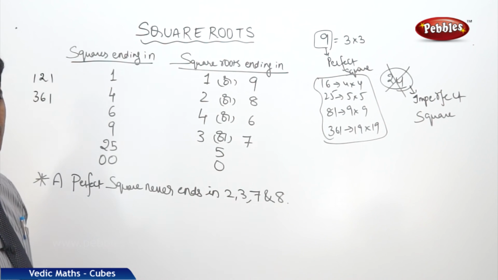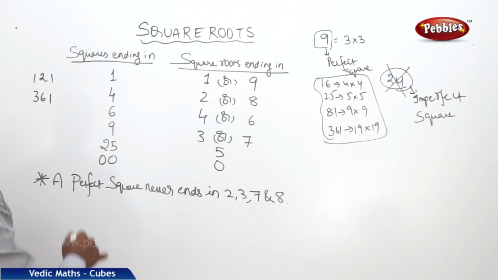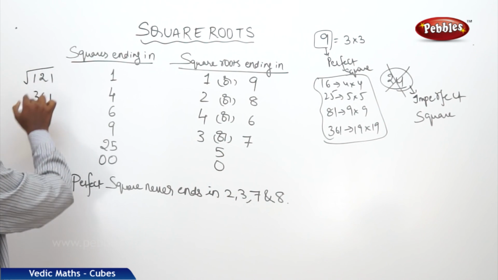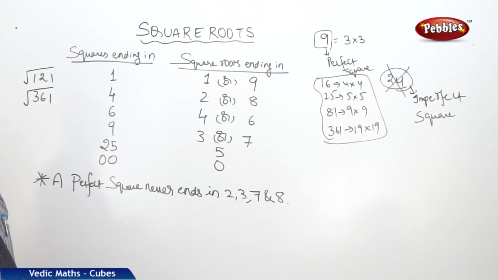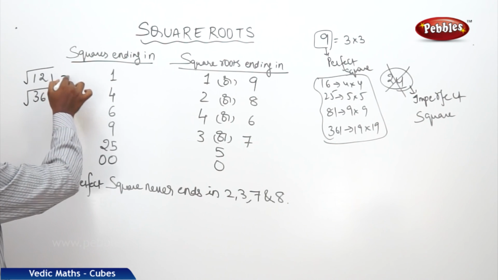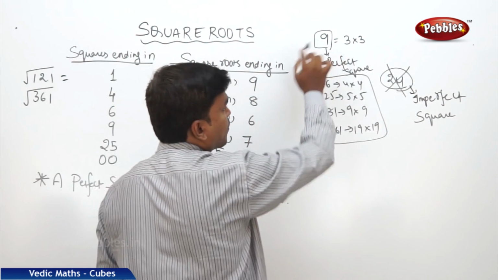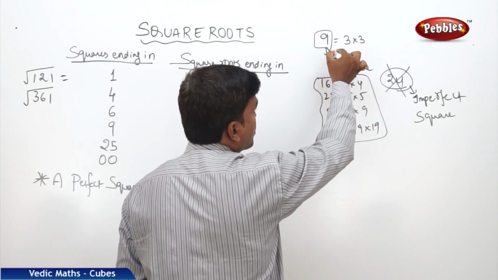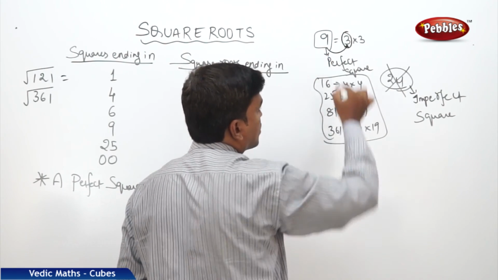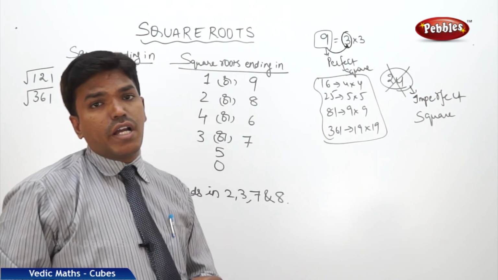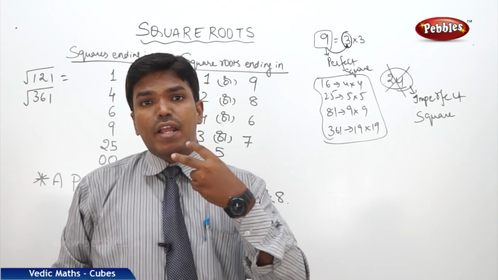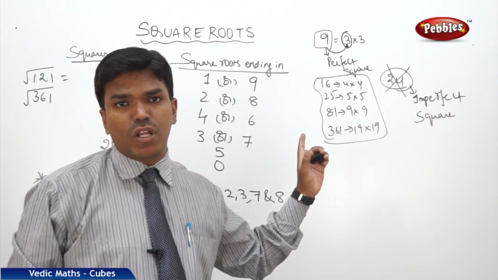121, 361. So what are these numbers? Both numbers are perfect squares only. Okay, so what is the square root of this one? Square root means what? Suppose 9 is a perfect square, then the square root is nothing but 3. Why? Because it is a number multiplied by itself. Okay, we got that product.